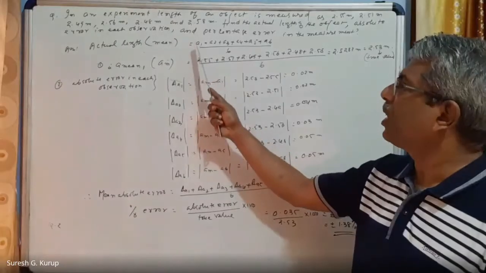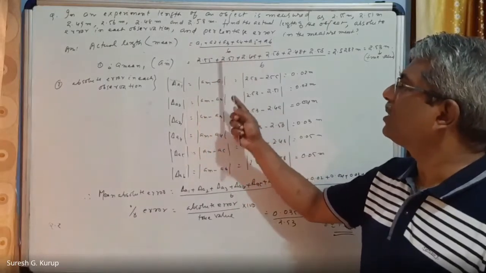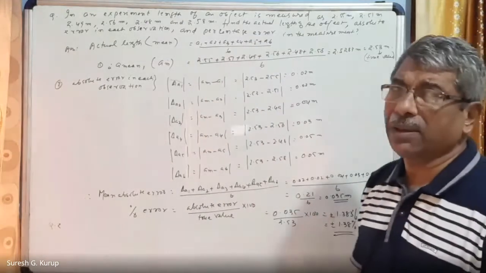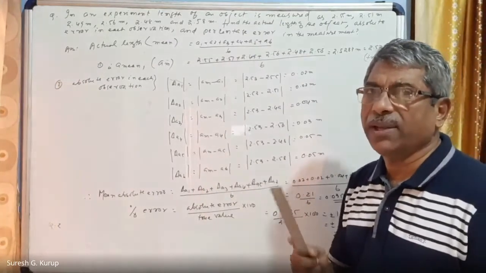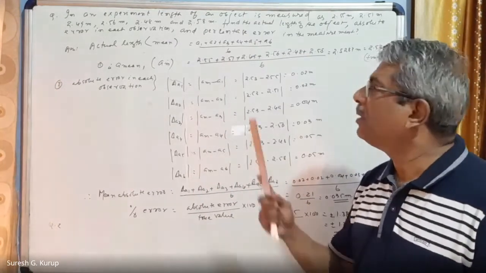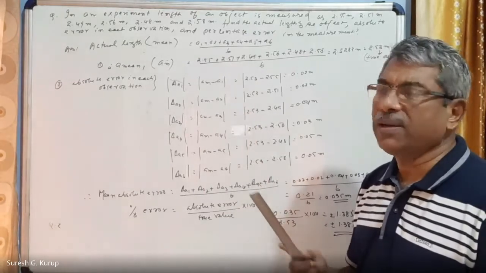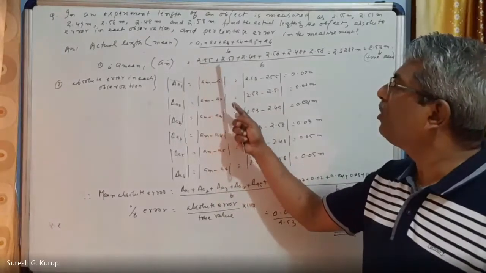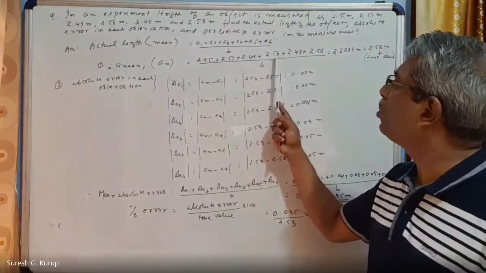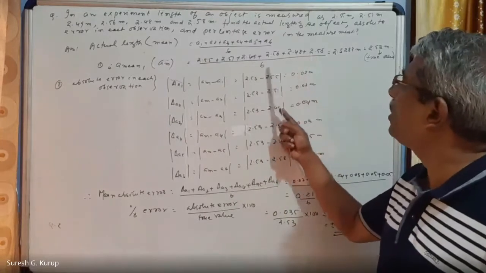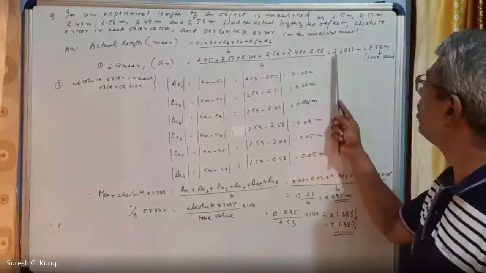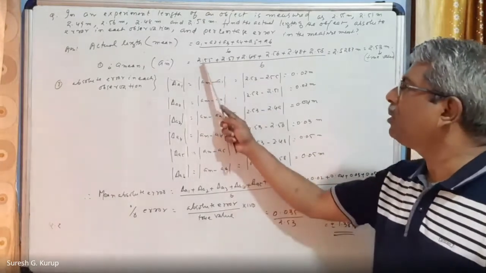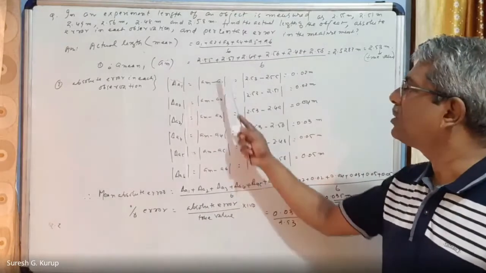So the first observation, suppose A1, A2, A3, A4, A5, A6. We have 6 observations, so divided by 6, we get A mean. Suppose small a is the symbol of the physical quantity, then A mean is equal to this. In this case, 2.55 plus 2.51 plus 2.49 plus 2.56 plus 2.48 plus 2.58, the whole divided by 6. You get 2.5283.